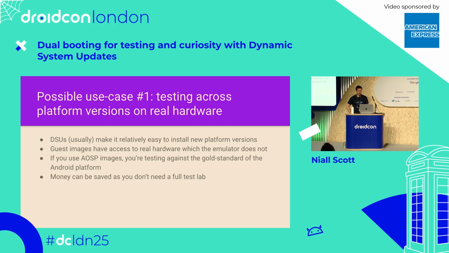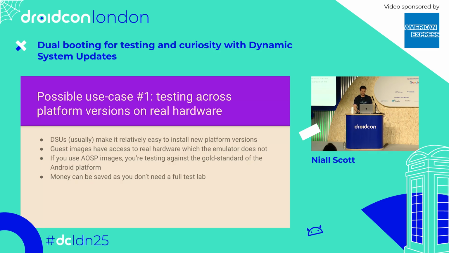Sometimes there are issues. So I'll quickly go through a couple of use cases about why this might be useful to you. As demonstrated in this presentation, DSUs can make it relatively easy to run a guest system image on real hardware alongside your primary installation. However, beware of some gotchas, like images not booting. Don't expect an older Pixel device to magically be able to run the latest version of Android. But nevertheless, using the guest images allows you to access real hardware such as sensors, Wi-Fi and Bluetooth, etc. So this means you can test where the emulators cannot, across different platform versions.